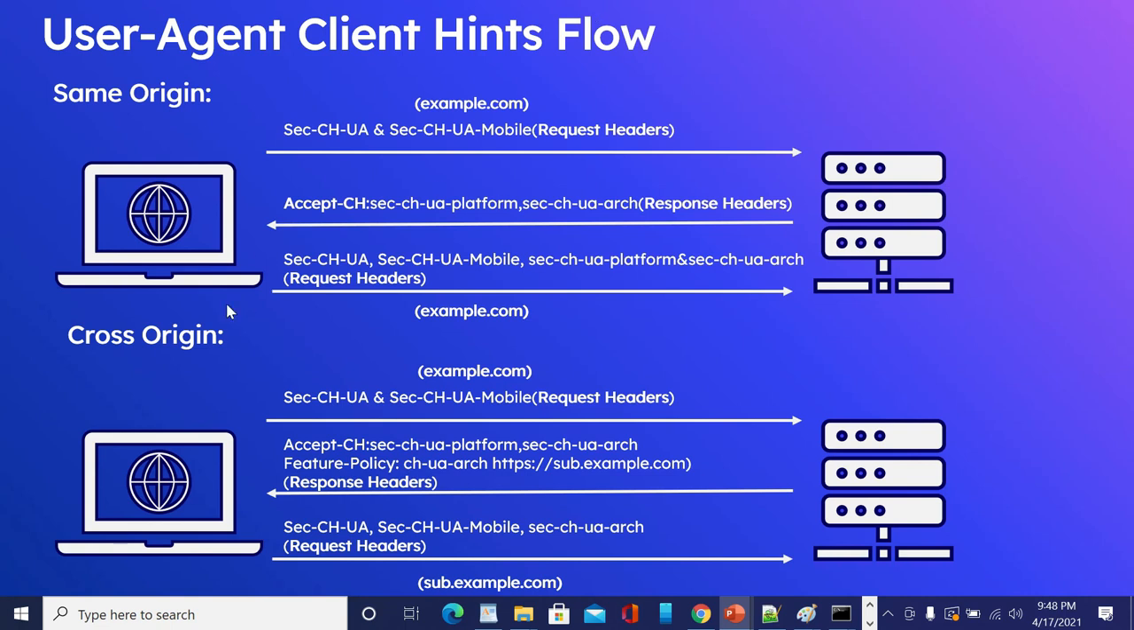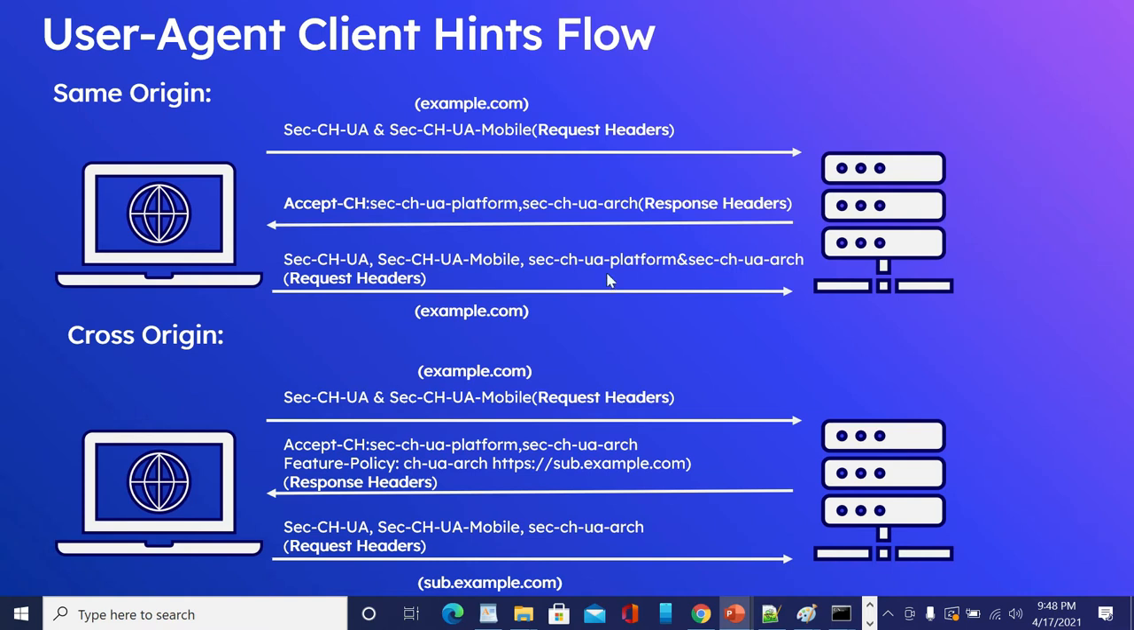Let us now quickly see the user agent client hints flow, in this case same origin and cross origin. In the same origin case, as we discussed, I am accessing example.com. For all requests, irrespective of same origin or cross origin, these specific headers will be sent: SEC-CH-UA and mobile. The only restriction is that the protocol should be HTTPS. It should be a secure connection.